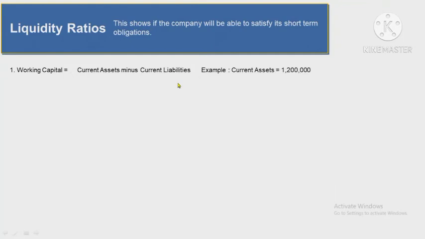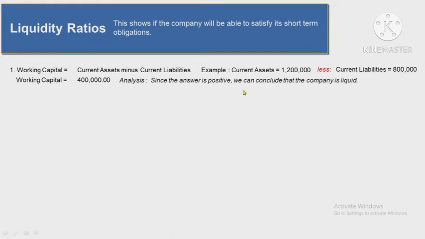Your company has current assets of 1.2 million and current liabilities of 800,000. Since the difference is positive 400,000, we can say that the company's current assets are enough to settle the current liabilities. That is why we can conclude that the company is liquid. If the answer is negative, on the other hand, then there is a problem with the company's liquidity.